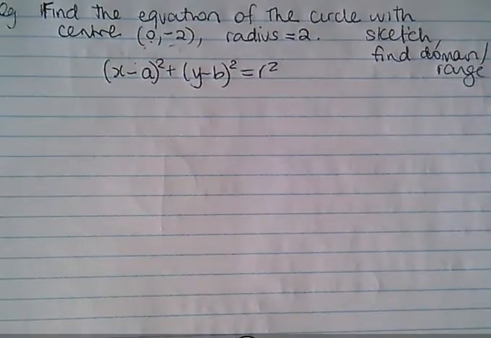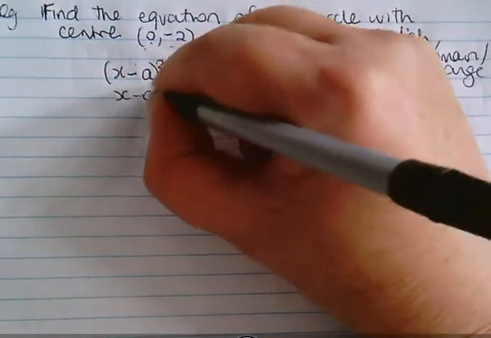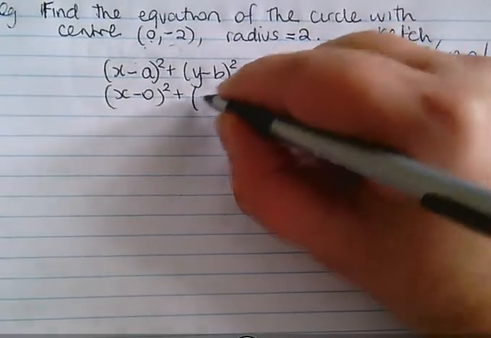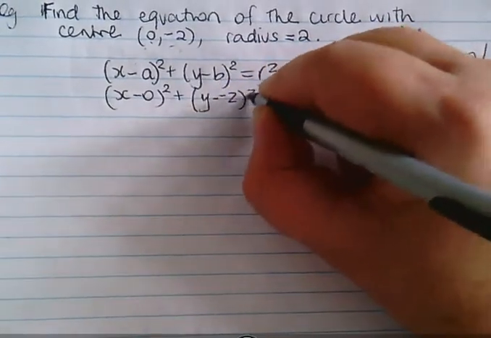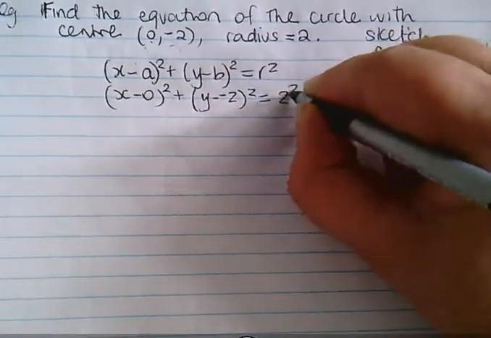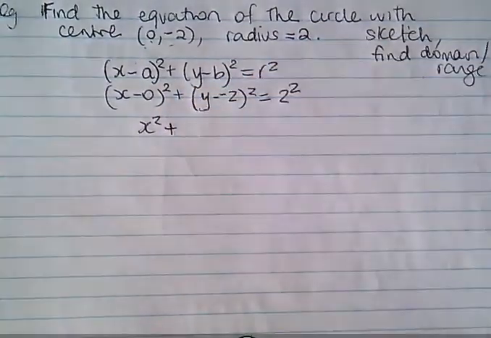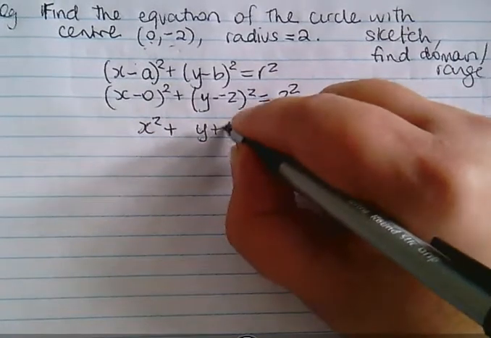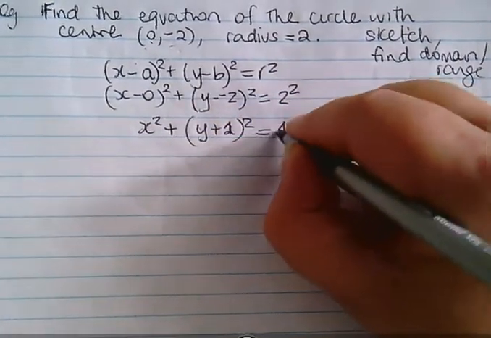Okay, so what's my a in this case? 0. So yes, it's x minus 0 squared plus y minus -2 squared equals 2 squared. So the equation is x squared plus y plus 2 squared equals 4.